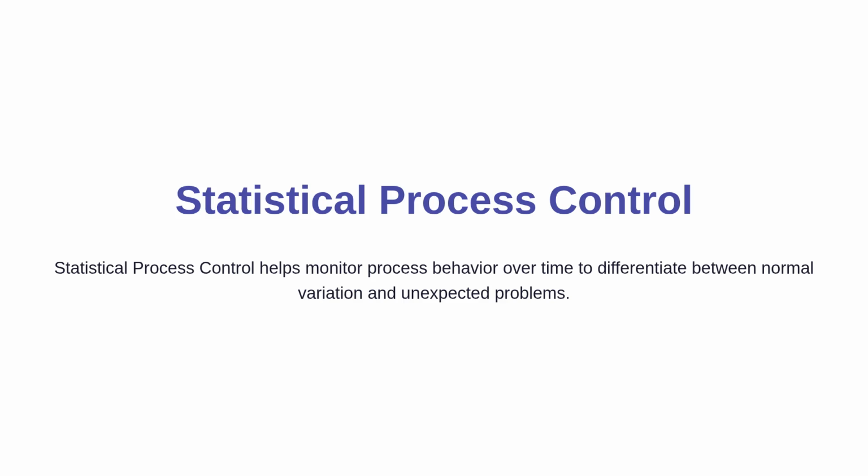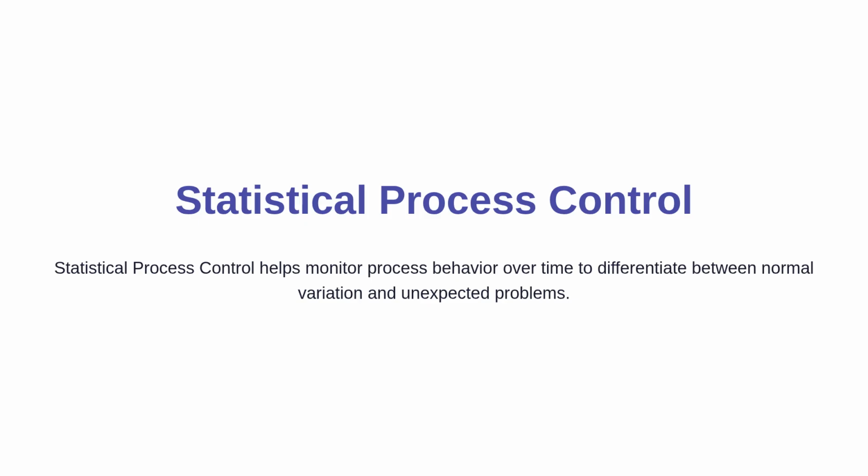Welcome to this lecture on statistical process control. Imagine you are driving a car down a straight highway on a windy day. You naturally make tiny adjustments to the steering wheel to stay in your lane. These small wiggles are normal. But if a tire blows out, the car swerves violently.